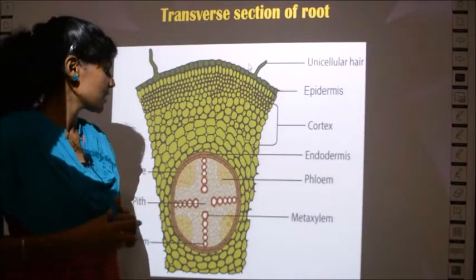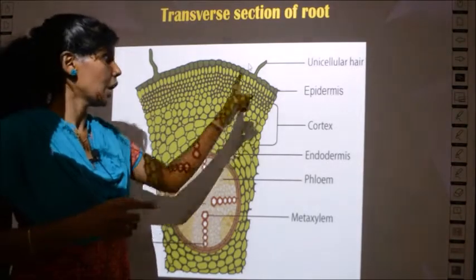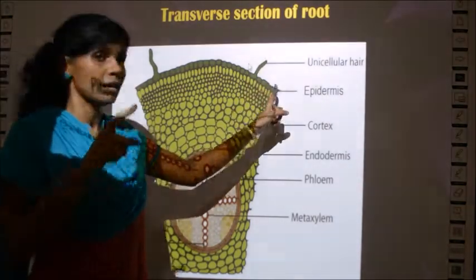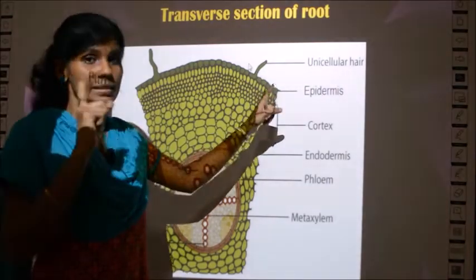So what all have we studied in this structure? The outer root hair, and the outermost layer is the epidermis, a single layer.